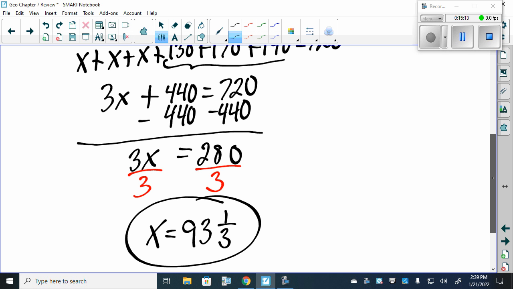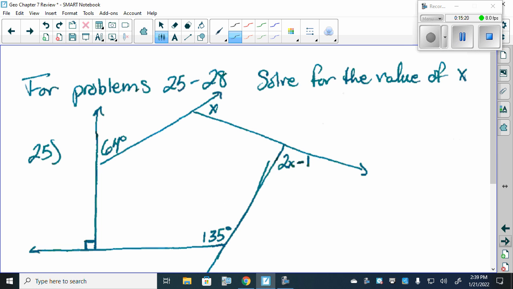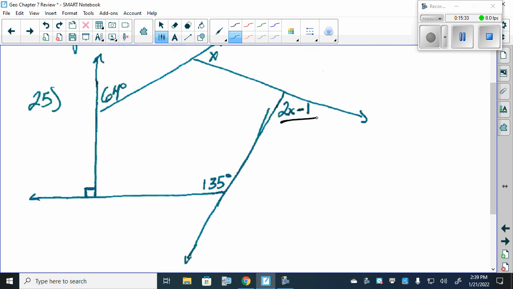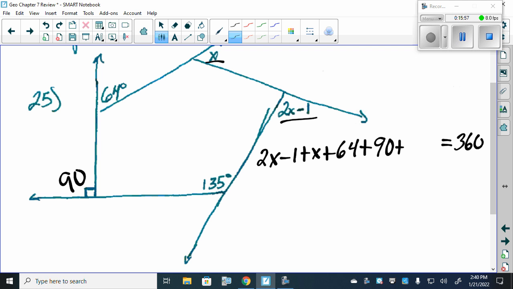Any other questions on 20 through 24? All right. Let's look at 25 through 28. Which one of these in particular do you all want to look at? 25. Now, when we look at this here, the variables, what we're trying to solve for, are all on the exterior. And the sum of the exterior angles is always what? 360. So we can add these together, 2x minus 1 plus x plus 64 plus, well, this angle over here is 90 plus, well, we are missing this angle down here.